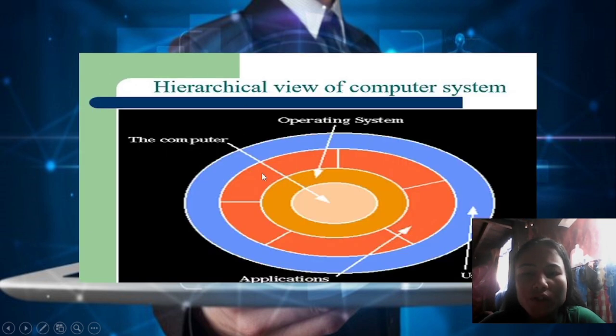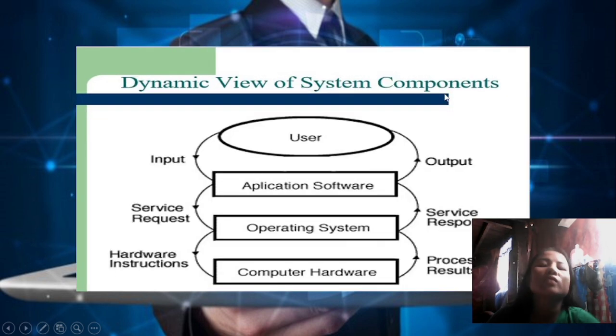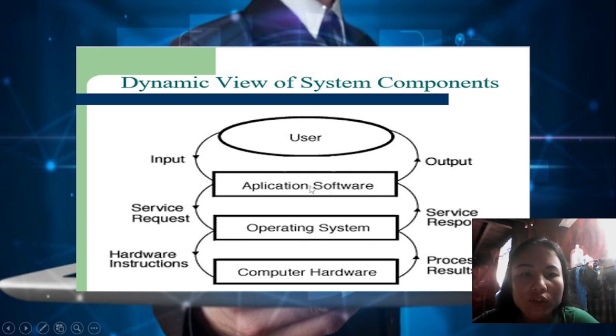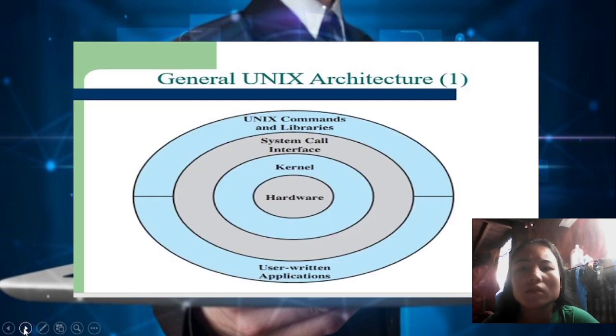Hierarchical view of computer system. So this is the example of the hierarchical view of computer system, which is the operating system, the computer, applications, users. Dynamic view of system components. So this is also an example of the dynamic view of system components, which is user, application software, operating system, computer hardware. This means that they connect to each other to resolve the output, service response, processing results, and input service request, hardware instructions. So we'll consider the next part.